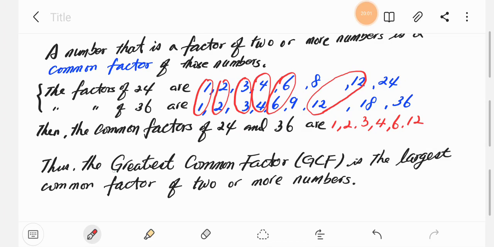Then the greatest common factor. What's the greatest common factor? We found the common factors of 24 and 36, so the greatest common factor is 12, right? The GCF is the largest common factor. So in that case, we have to know the factors of each number. This is the method of finding GCF. Okay, there's another method. Let's check another method.